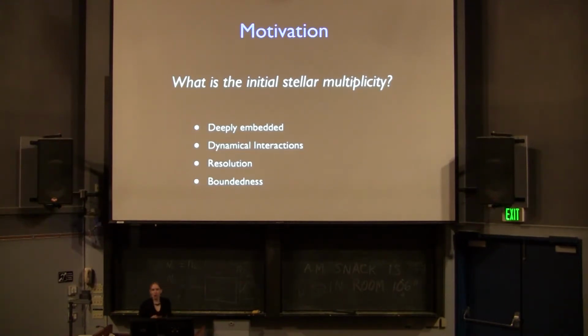So we really don't know at early stages. Observationally, the problem is difficult because things are deeply embedded. You may not have the resolution to resolve very close binaries. And even if you do, it may be difficult to tell if those 2 protostars are bound and if they will remain bound over time. Okay? But we can try and get at this problem with simulations.